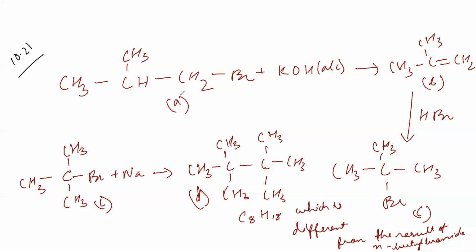You have seen the difference. Once I tried the reaction with n-butyl bromide, but in the next case I have done it with the isomeric form. So this is also an isomer of A. So the entire questions of the exercise on haloalkanes and haloarenes we have read and done.